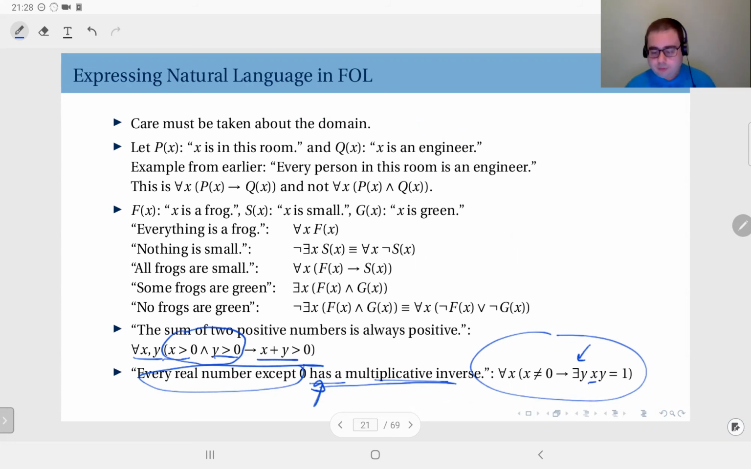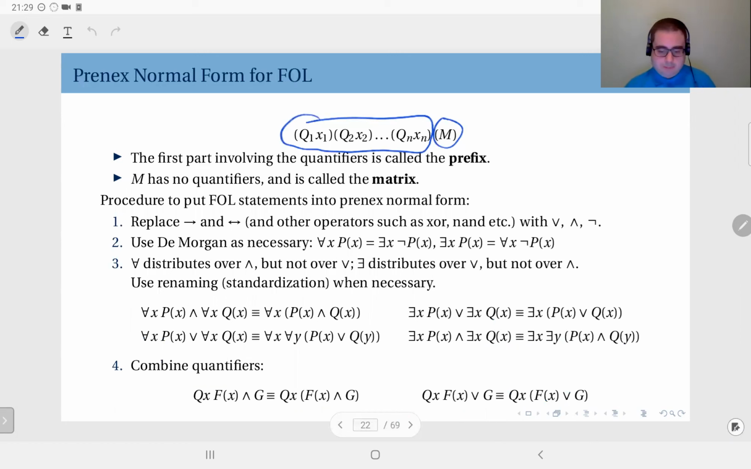What I would like to do is apply some transformations on the statement so that its meaning stays intact. Okay, it states exactly the same thing, but I would like this expression to appear at the left-hand side of this expression. So in Prenex normal form, this part where I have the quantifier is called the prefix, and M here, which has no quantifiers whatsoever, is called the matrix.